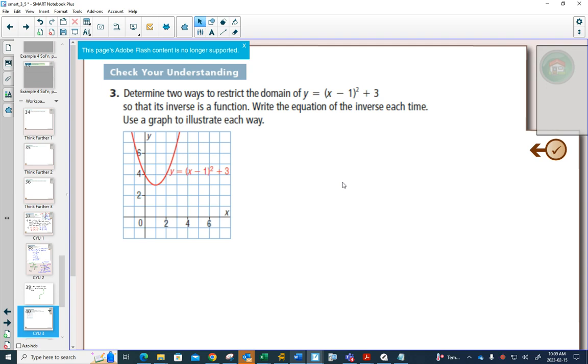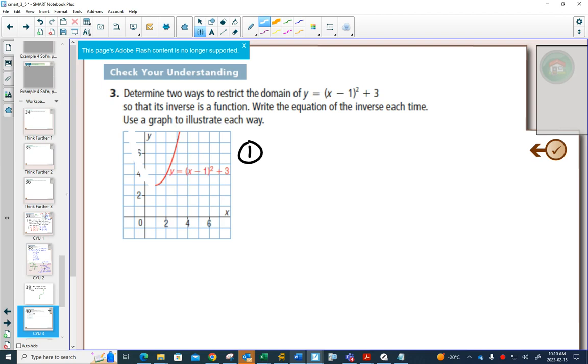It's saying, determine two ways to restrict the domain so that the inverse is a function. So I would have to erase half of the parabola to do that. How do I show the two ways then? Number one, I could erase that half. Don't actually take out an eraser, you don't have an eraser. But if I erase that half, can you see that now the parabola passes the horizontal line test?